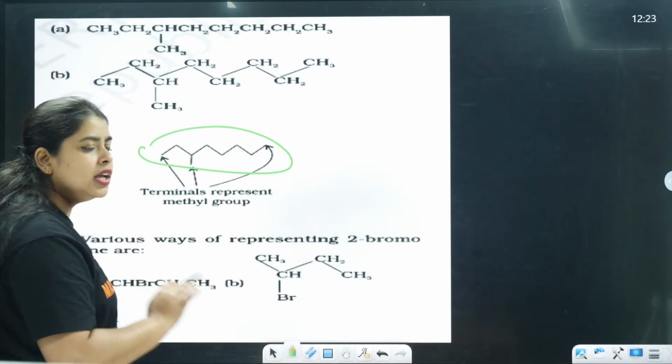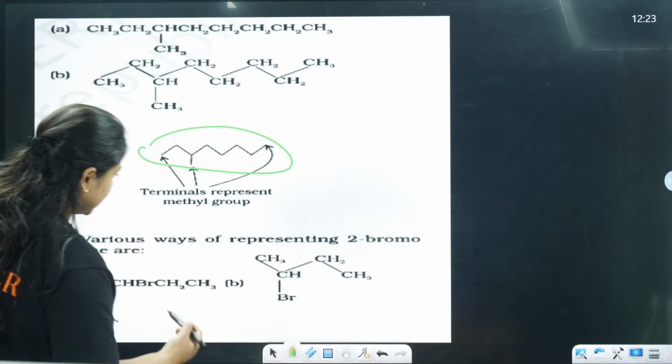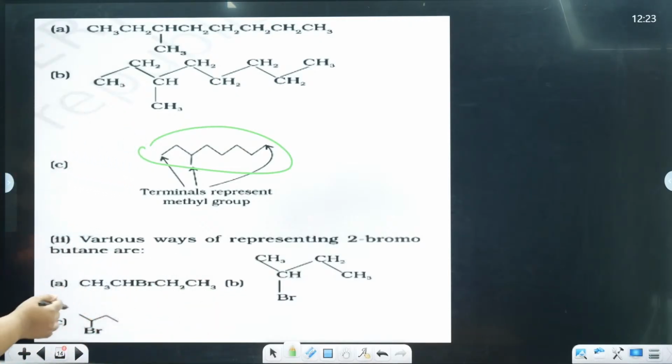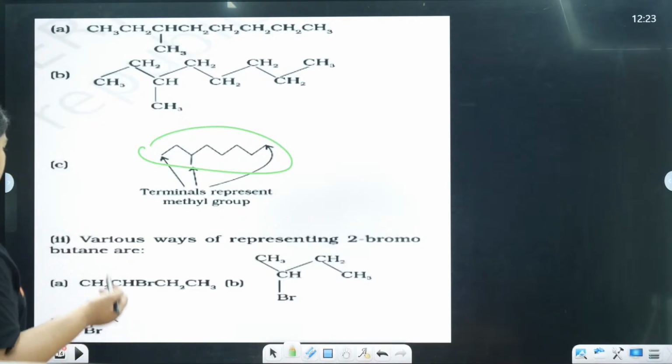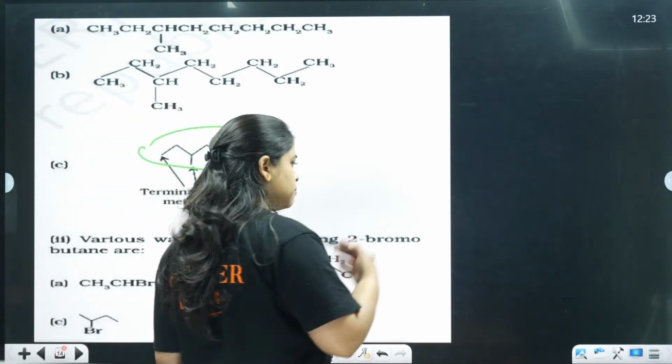This is a methyl group. Clear? This is what you people need to understand. Okay. Next, various ways of representing 2-bromobutane are shown. So this is also a simple example.